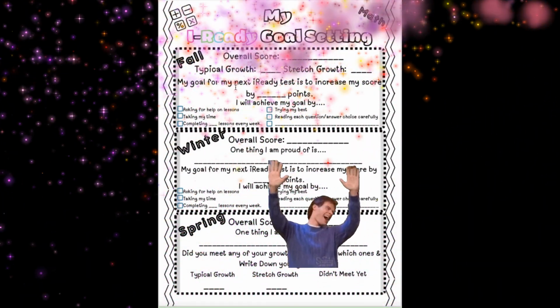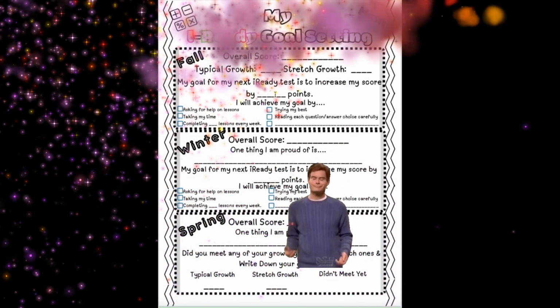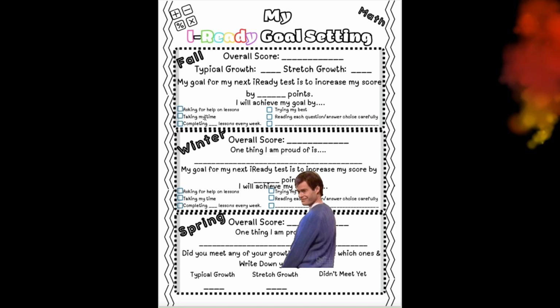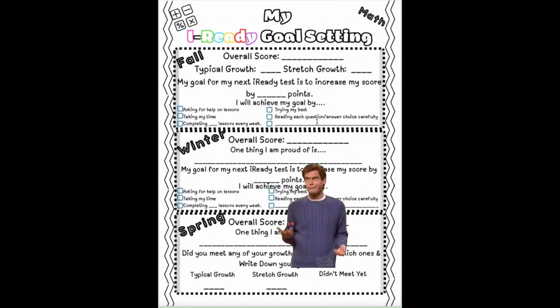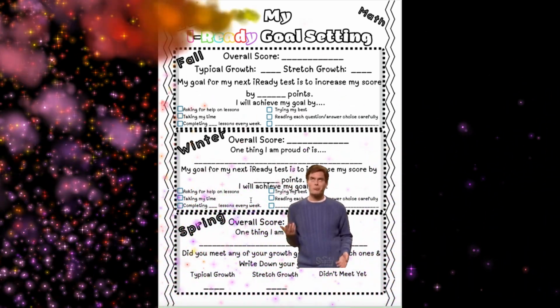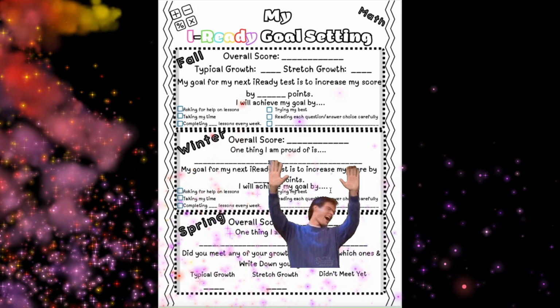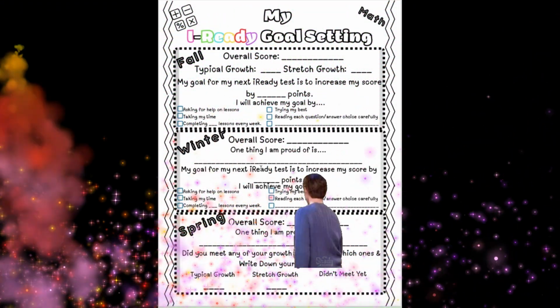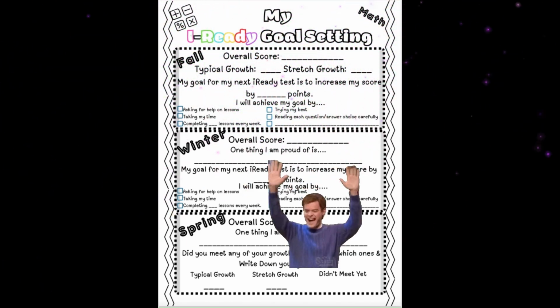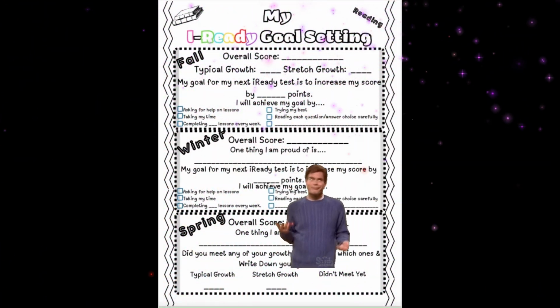For their goal, they're going to choose how many points their score is going to increase by for winter. Then there are some strategy options for them to check for how they're going to achieve their goal, or they can write their own in. It guides them through the thinking process of what they might do next time, but also allows them some individuality if they want to add their own. This has been a game changer for me when it comes to data talks and holding the kids accountable for their learning. Then I also have one for reading.